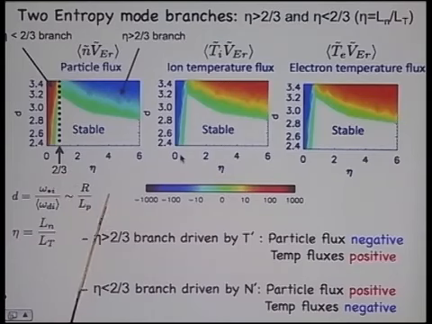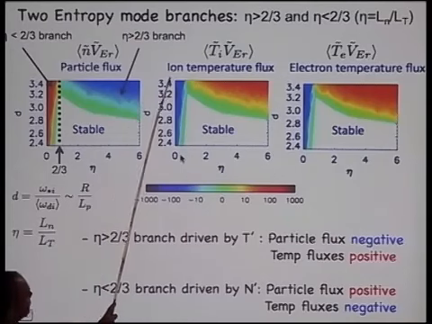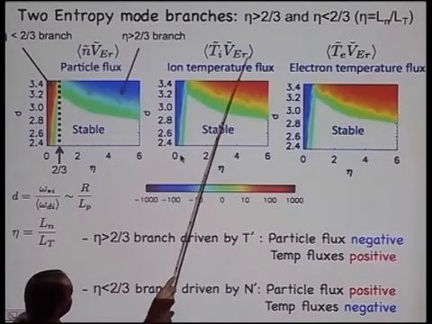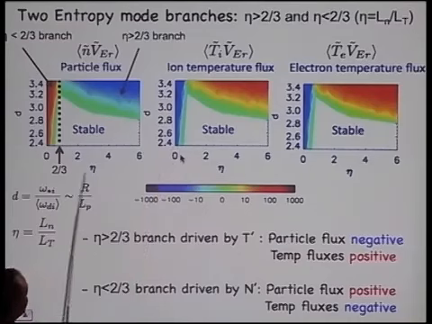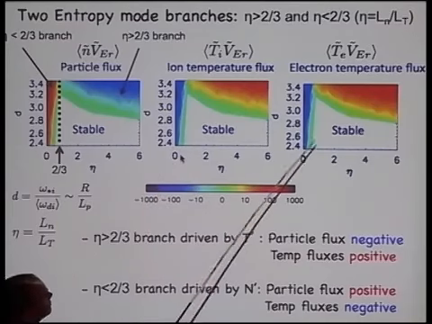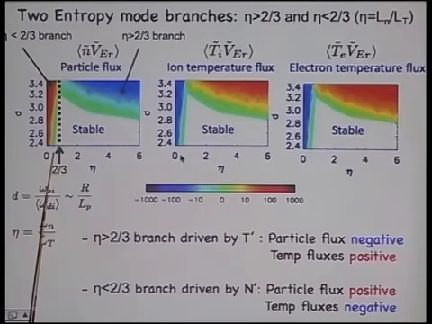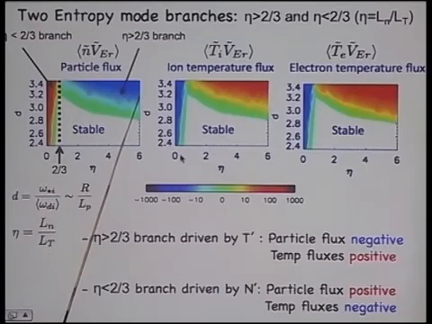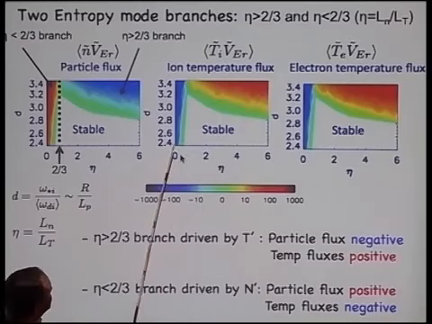So here are results from GS2 that show particle flux, which is a normalized version of this, basically, and something I'll call the temperature flux, which is a normalized version of this in the case of the ions or in the case of the electrons. The lower axes here are eta, which is this parameter, Ln over LT. So not surprisingly, 2/3 sits right about here. The eta greater than 2/3 branch is everything to the right of this line. Eta smaller than 2/3 is everything to the left, in all plots.